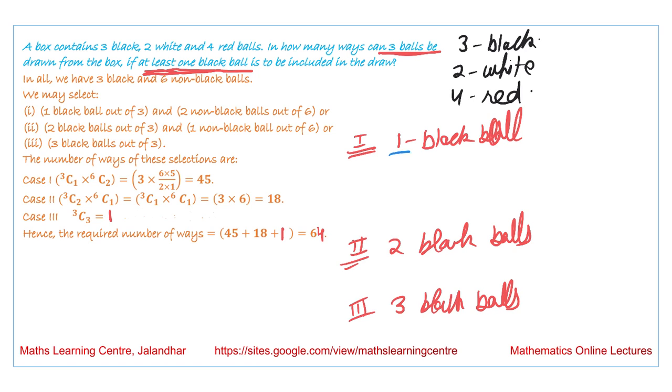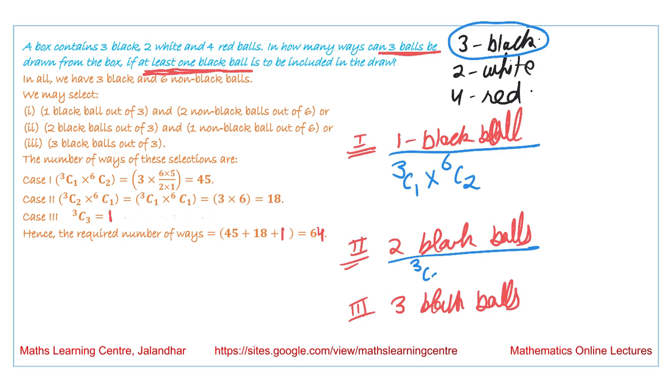When we are saying that there is 1 black ball, it means out of these 3 black balls, we have to choose 1 ball, and from the remaining 6 balls, we have to choose 2 balls. When we are talking about 2 black balls, it means out of these 3 black balls, we have to choose 2 black balls, and out of the remaining 6 balls, we have to choose 1 ball. And when we are choosing 3 black balls, we have to choose all these 3 balls.